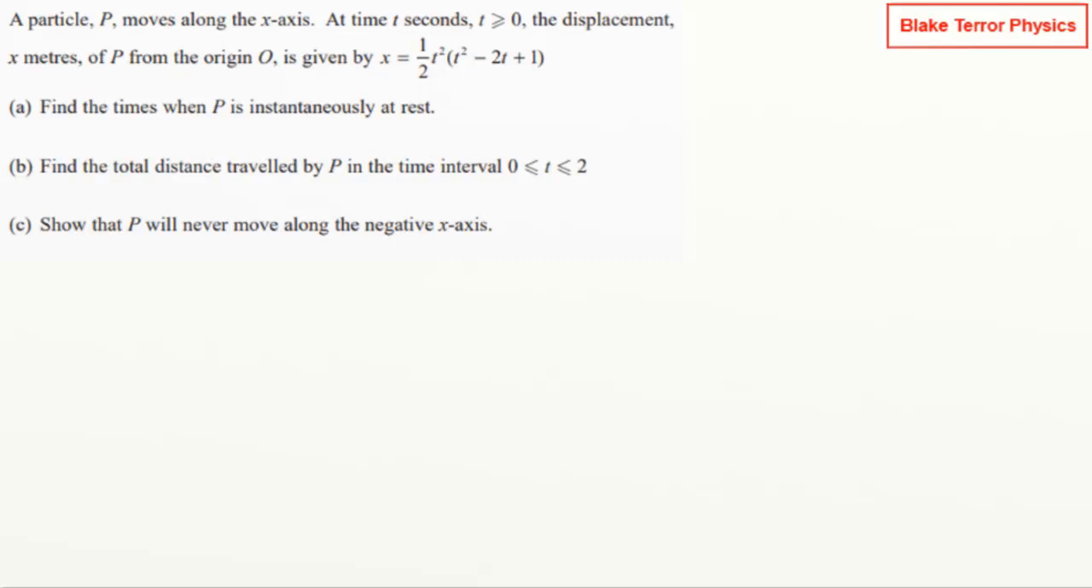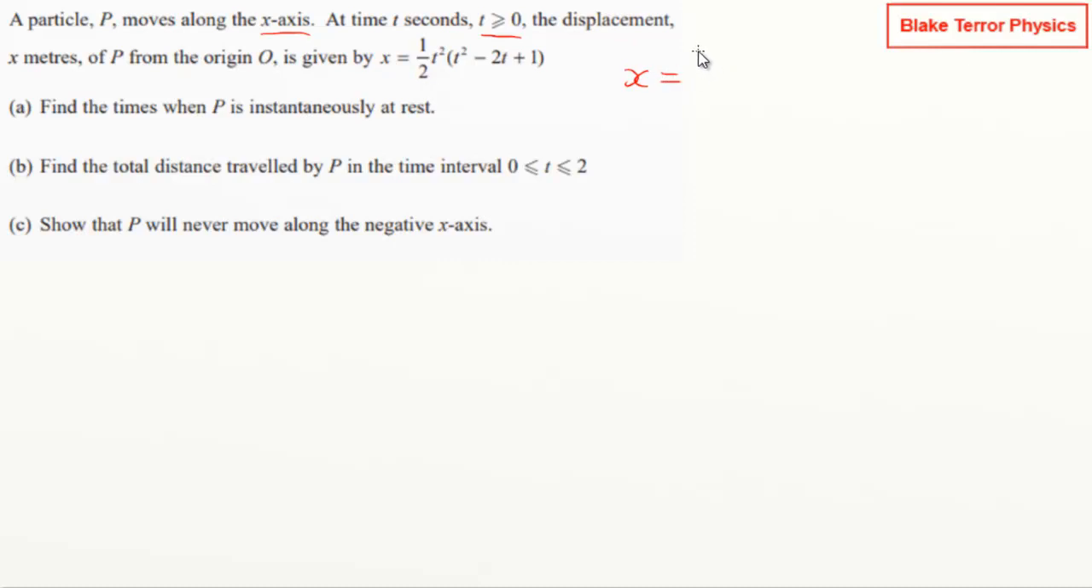Hello, in this video we'll be going through another kinematics question. We've got a particle P moving along the x-axis, so we're only in one dimension, makes things easier. Time t seconds for positive t, the displacement x is given by this function here. So I'm going to write that out a bit bigger, make sure everyone can see it.